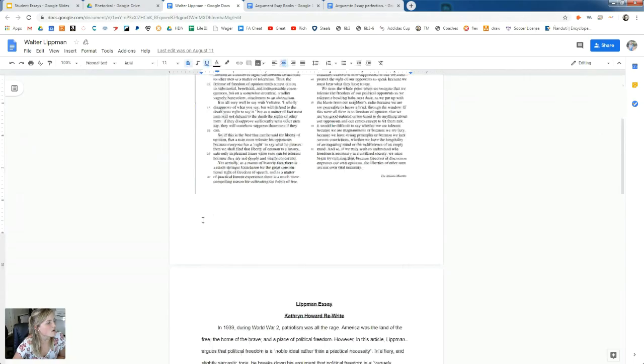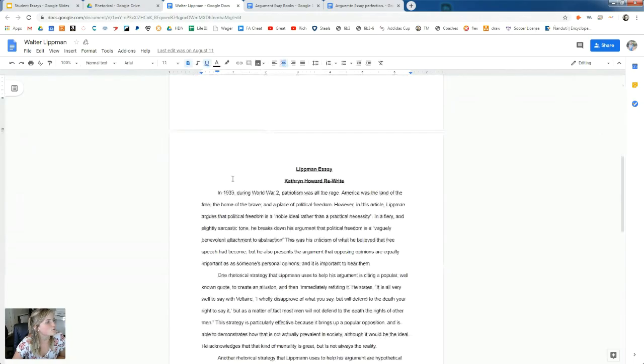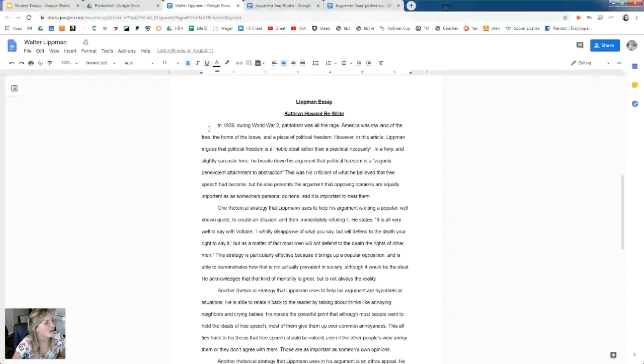Okay, so this is what I wrote, and this scored a 6, so just keep that in mind. In 1939, during World War II, patriotism was all the rage. America was the land of the free, the home of the brave, and a place of political freedom. However, in this article, Lippmann argues that political freedom is a noble ideal rather than a practical necessity.